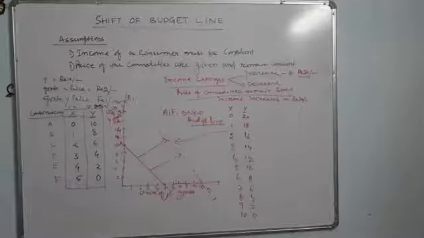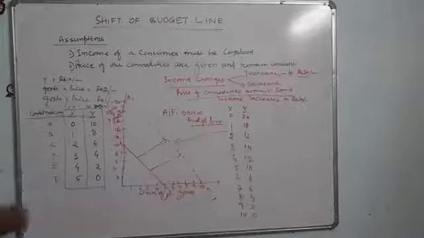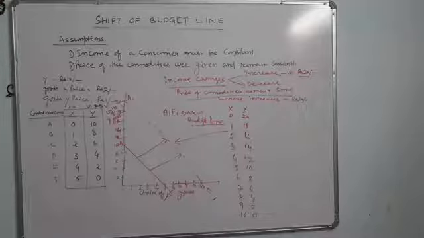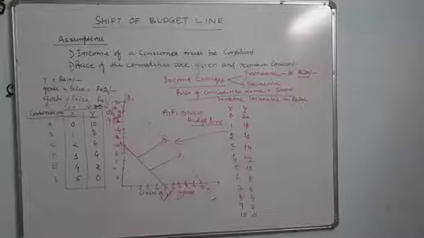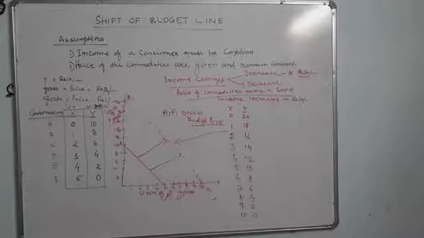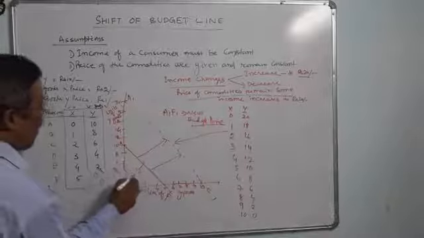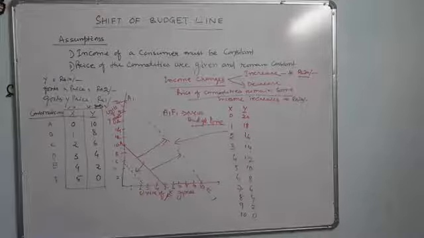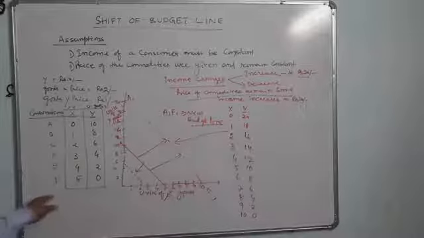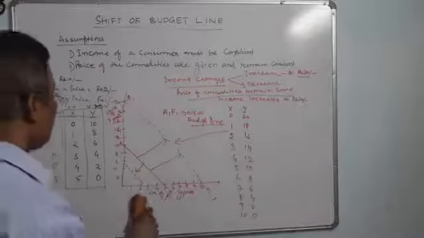Similarly, if the prices of commodities remain the same and income decreases, what will the consequence be? At that time the budget line will shift towards the left. I will not explain more, it will just be the reverse. I can give the example also now.